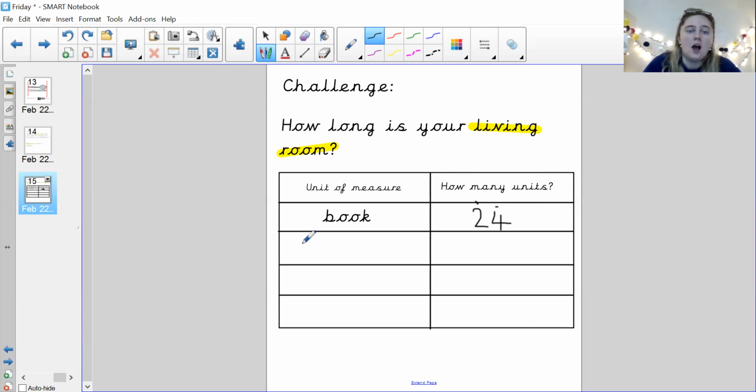Maybe a hairbrush. And then you'd write hairbrush in the next box, and then you count how many hairbrushes long your living room is, and then you can do it with whatever you want. You could do it with yourself, so you could write your name here and see how many straightened out lengths of yourself it took to cross your living room. Okay, that is your challenge for today.